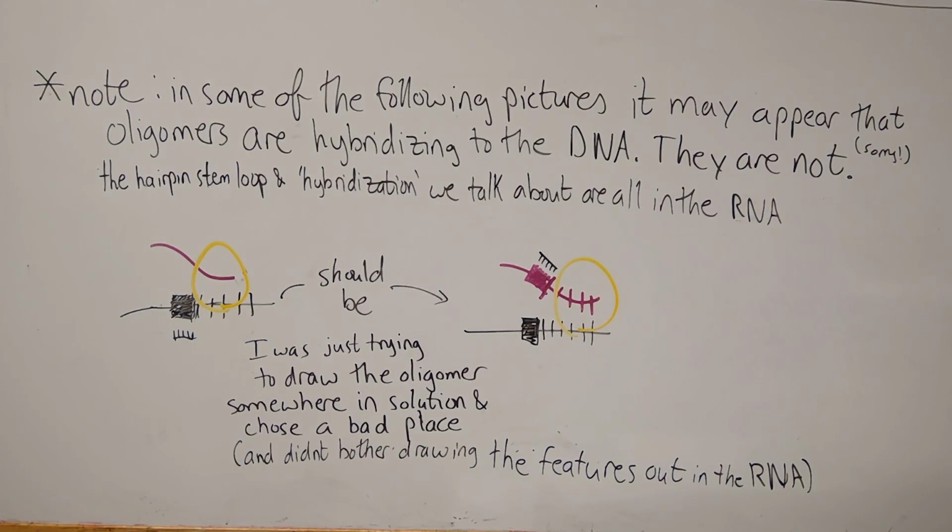So just a note about some of the upcoming slides. I realized that the way that I drew the oligomer, it seemed like it may have been hybridizing to the DNA. This is not the case. It hybridizes to the mRNA every time. I was just trying to draw it in solution, and I just happened to pick a really bad place to put that oligomer. So it's not binding to the DNA, it always binds to the mRNA. Just want to clarify that.